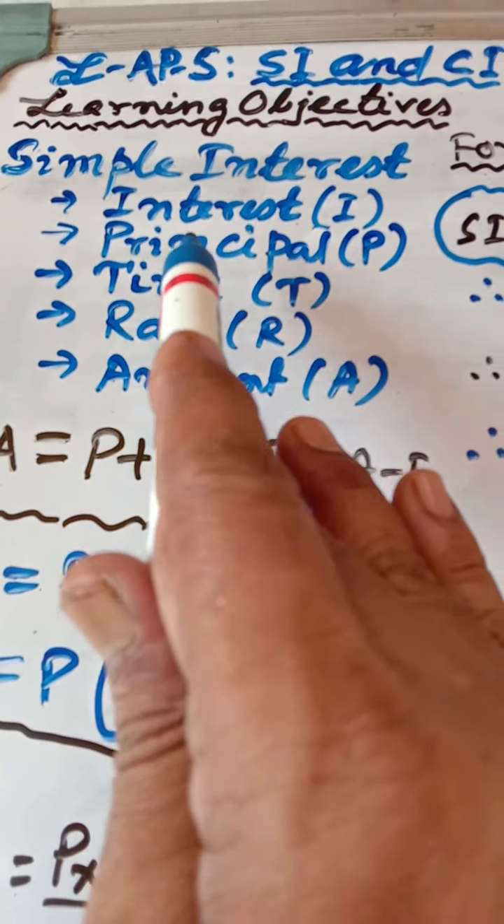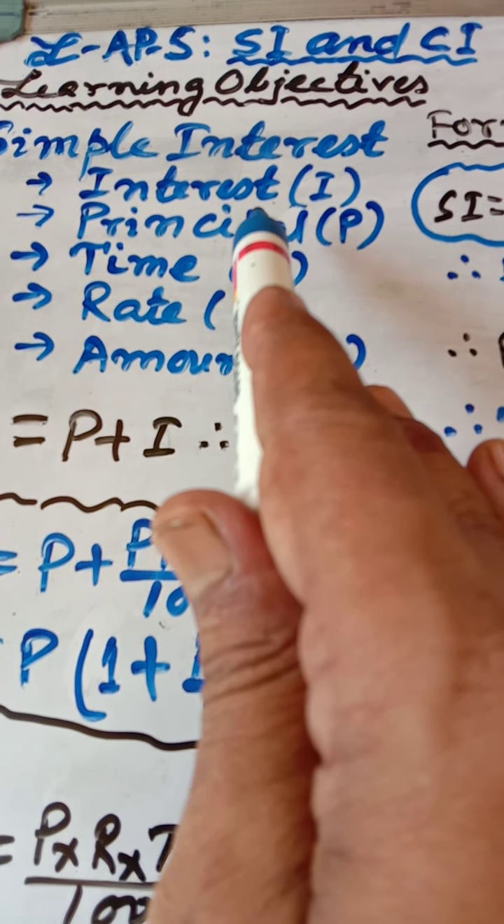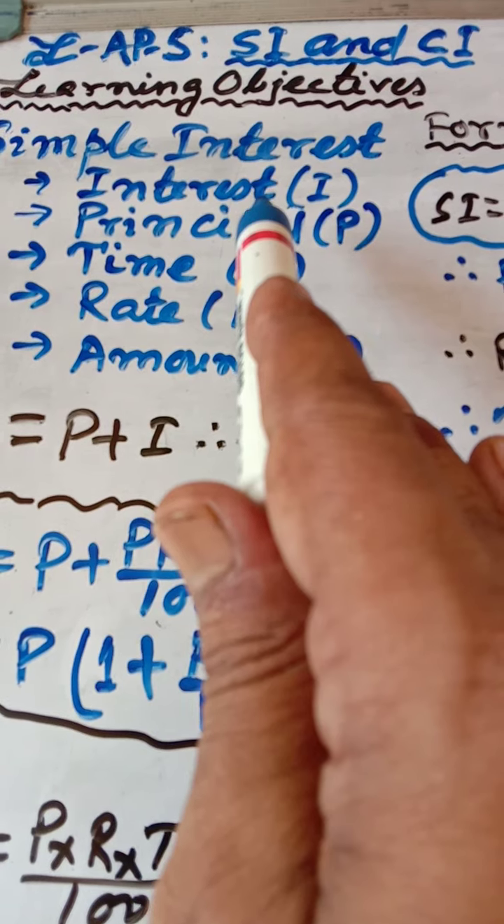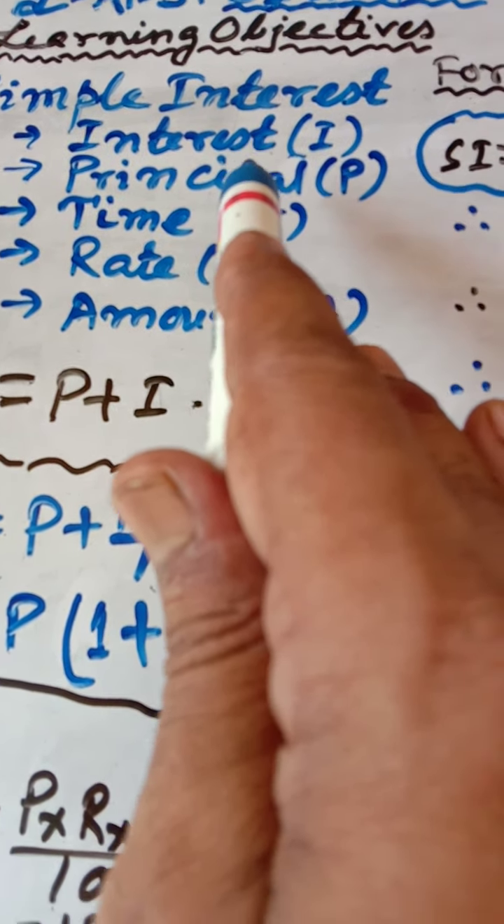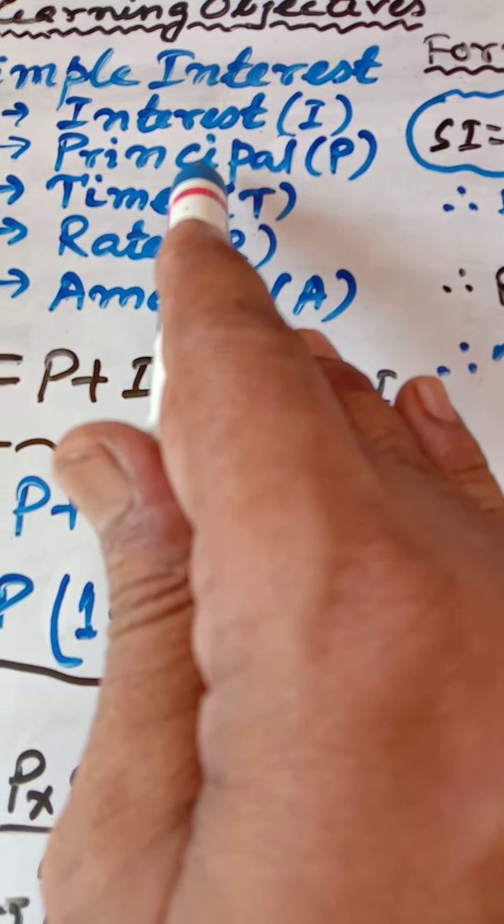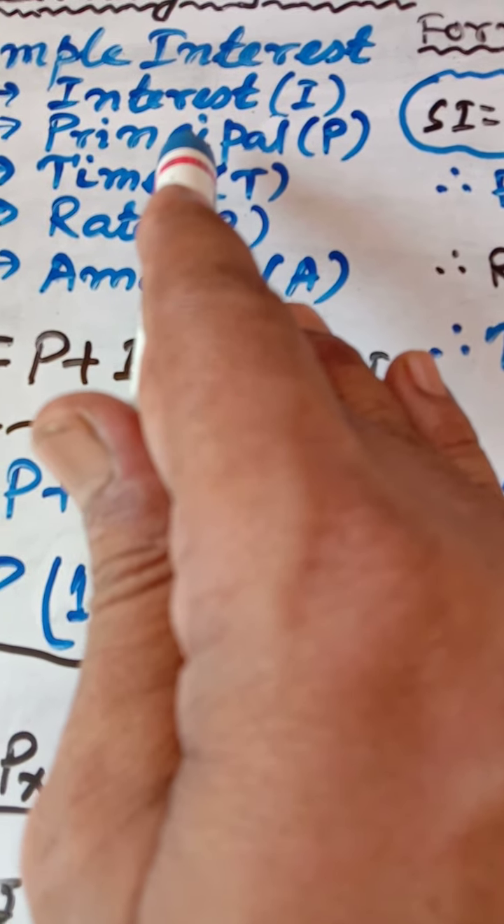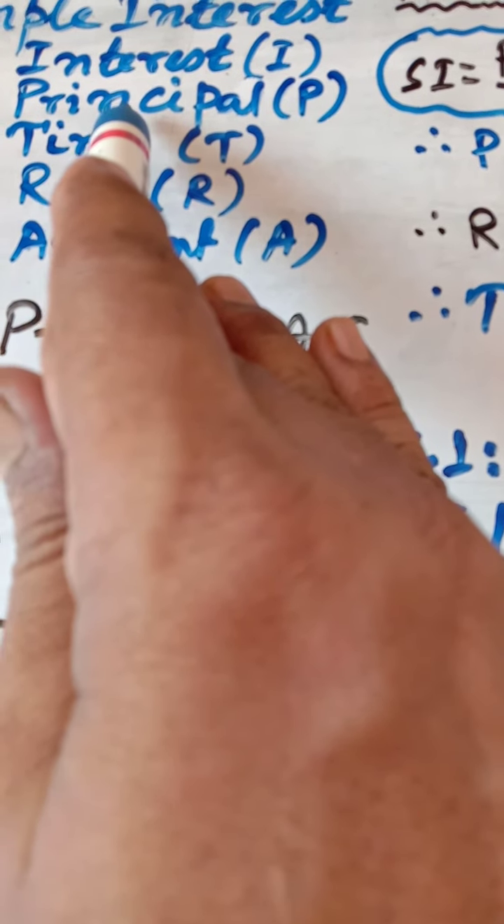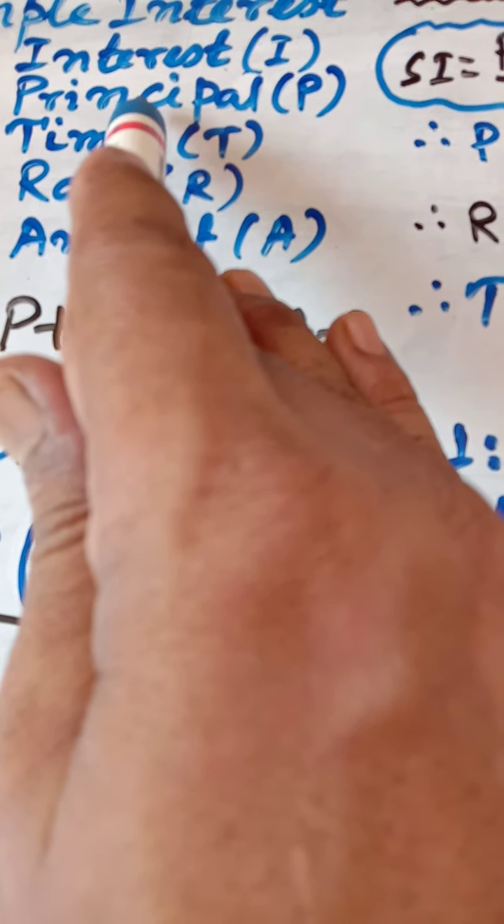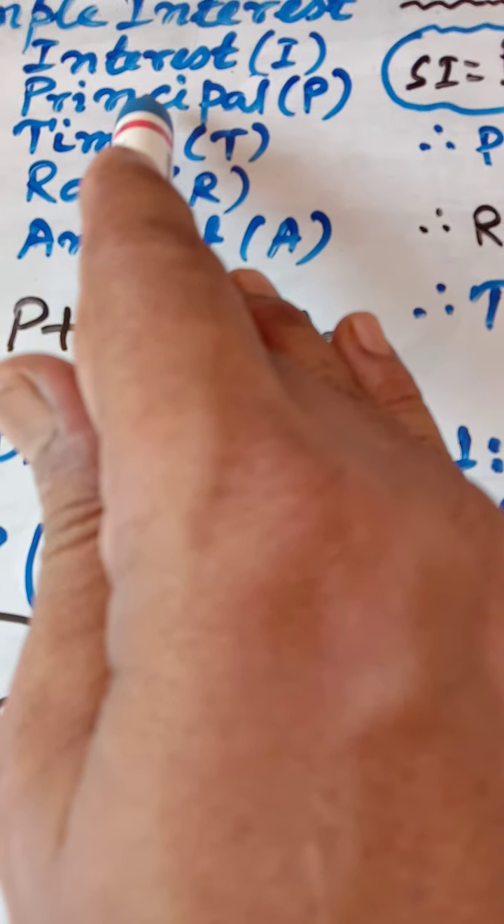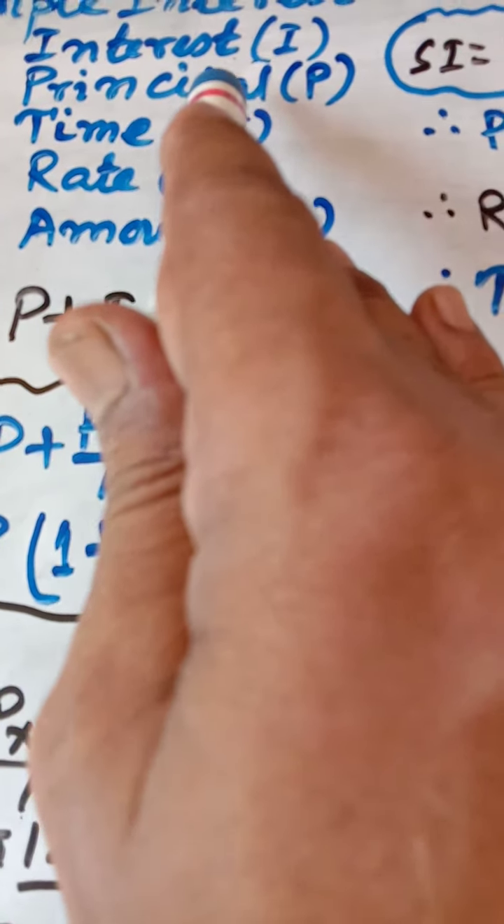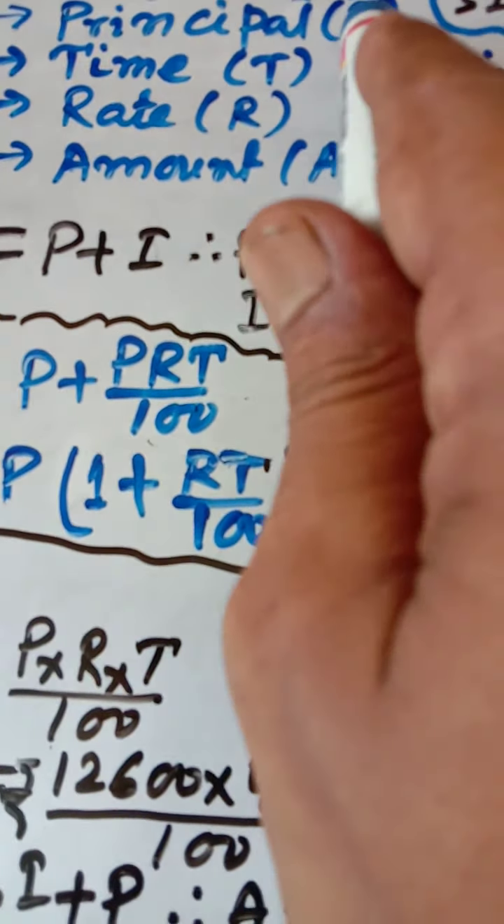Now second term is principal. Principal means the capital amount. Initially an investor, a consumer is putting some amount for safe custody, maybe for increasing the amount, maybe keeping that. Initially whatever the amount is deposited by the investor, that is called principal or the capital value. That is abbreviated as P.